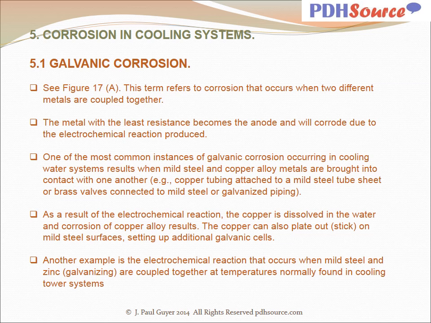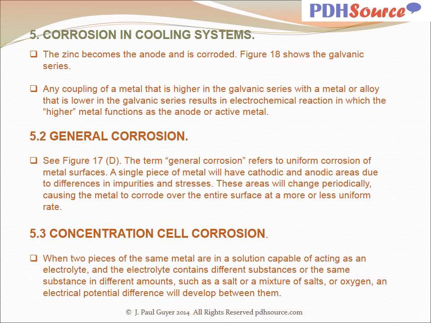Another example is the electrochemical reaction that occurs when mild steel and zinc, such as in galvanizing, are coupled together at temperatures normally found in cooling tower systems. The zinc becomes the anode and is corroded. Any coupling of a metal that is higher in the galvanic series with a metal or alloy that is lower in the galvanic series results in electrochemical reaction in which the higher metal functions as the anode or active metal.